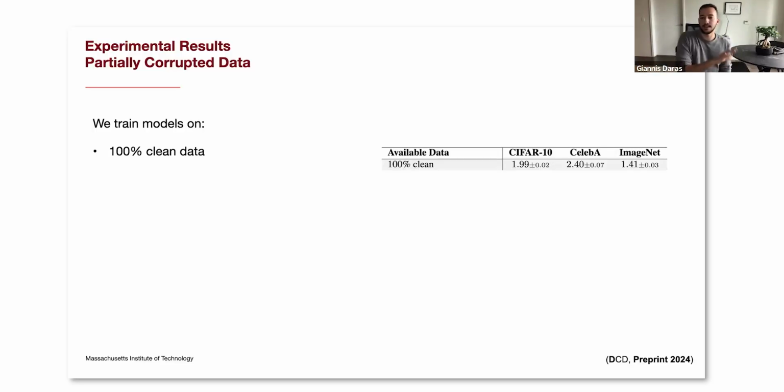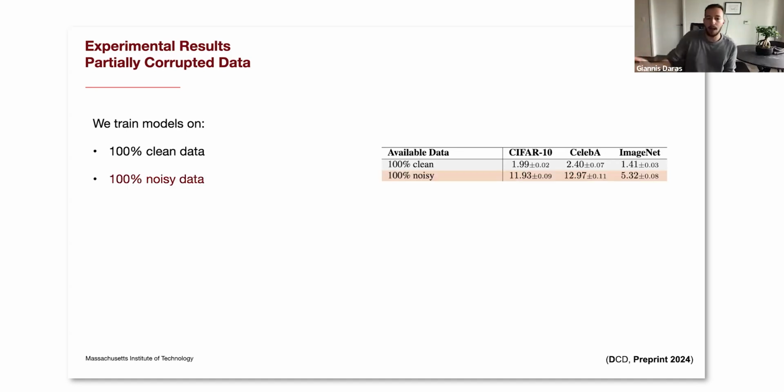So this is the most surprising result for me. So let's understand this simple result. If you are to take away one message from this talk, I think this is the message you need to see. We train models on three datasets, CIFAR-10, CelebA, and ImageNet, from scratch. The first setting we looked at is what would happen if we had 100% clean data. That's the best thing you can get, and you have these performances. So that's your limit.